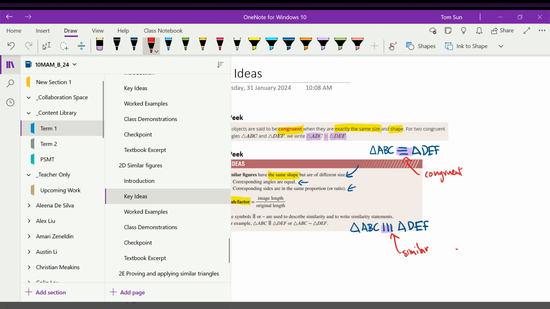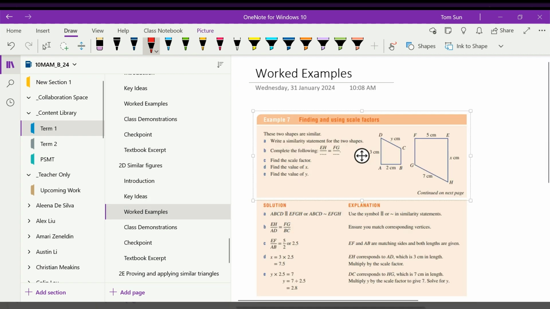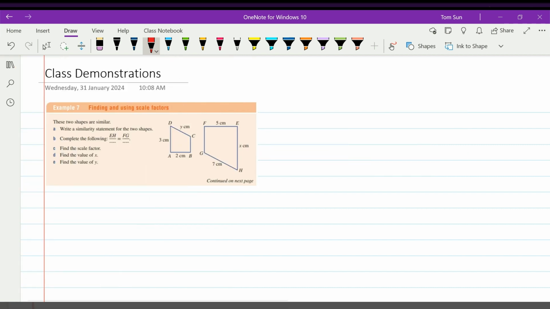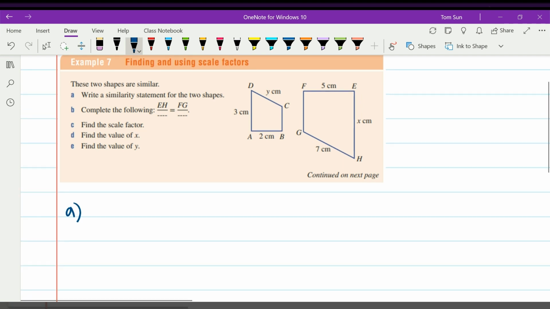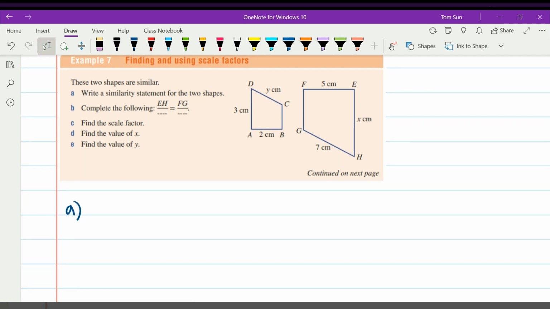Now, what we're going to do from here is find out how we apply that to a question such as this. Let's take a look at this question here. We have: write a similarity statement for the two shapes. So basically, we've already been given that these two shapes are similar. We don't have to prove it just yet. It's telling us it is. So we have to write the statement.